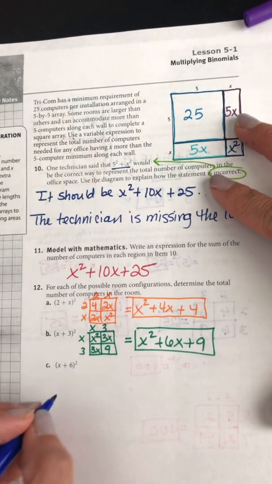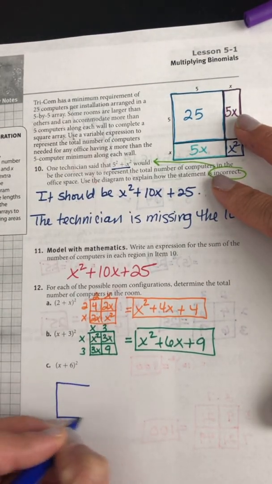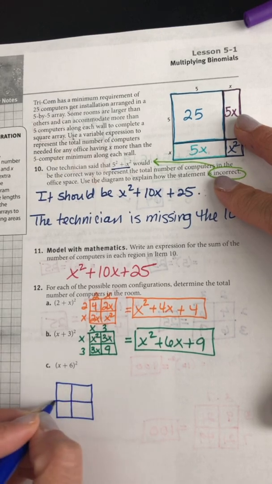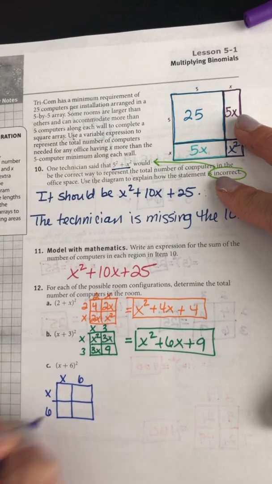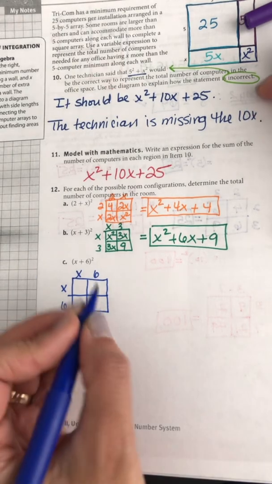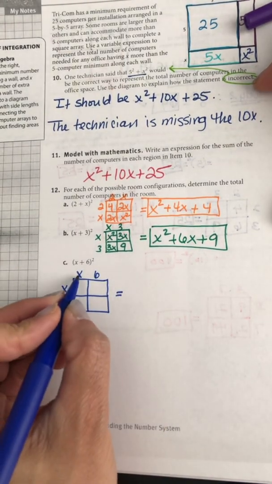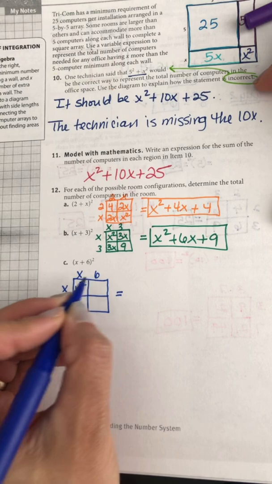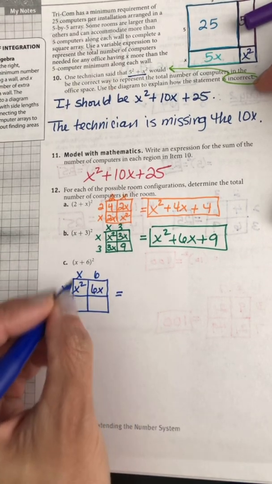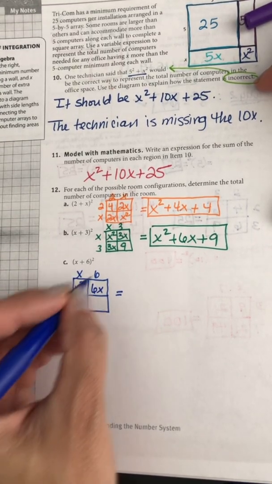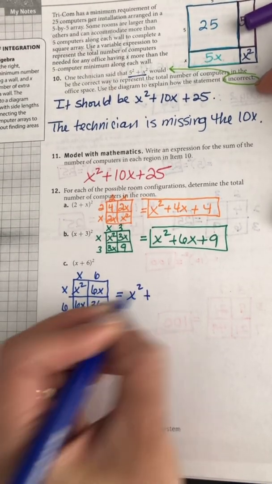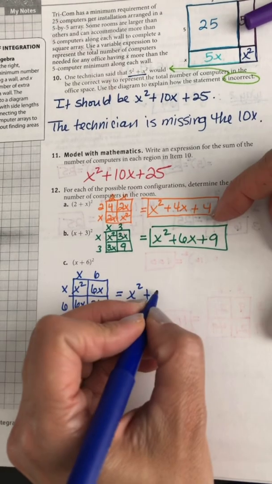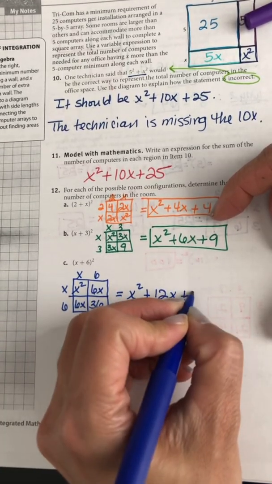X plus 6 quantity squared. I'll make it a little bit bigger, just because if I have the room, I'm going to use it. So x and a 6, x and a 6, because it's x plus 6 quantity squared. I feel like I have a lisp all of a sudden. All right, so we're going to have x times x is x squared. X times 6, 6x. 6 times x, 6x. 6 times 6, 36. So x squared plus 6 and 6 is 12, so 12x plus 36.